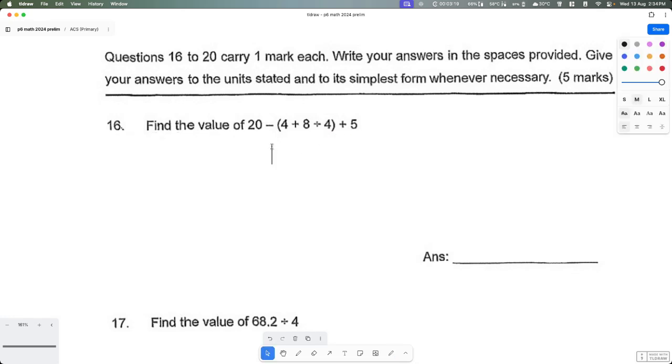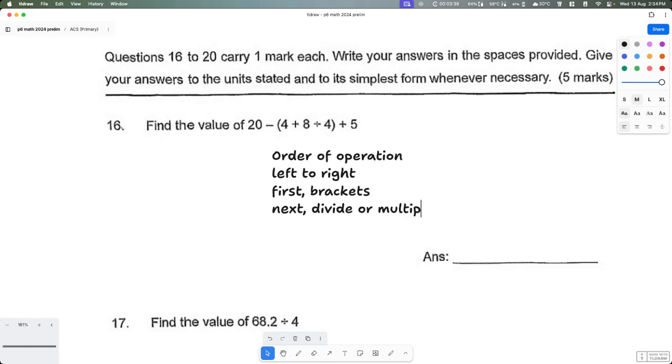In this case, this is what we call the order of operations, from left to right. First is the brackets. Then what do you think the next one is? The next one is divide or multiply. And the last one will be add or subtract.